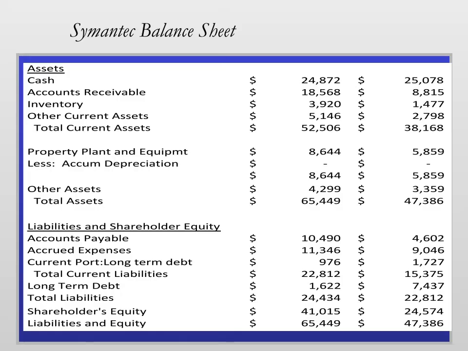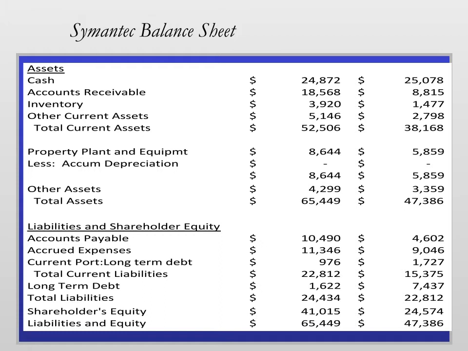This is the balance sheet for Symantec for 1991 and 1990. These are numbers that we've used in a previous case study for McAfee and Symantec, and provide a foundation for the future podcasts. 1991 are the numbers on the left, to your left as you're facing it. You can see cash of $24.872 million. And on the right is 1990.